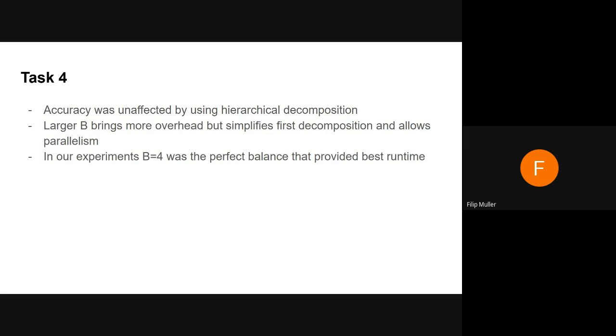And then the other big question was the time that it takes for the computation, right? And obviously the trade-off here is that as you increase B, the number of blocks, you can get more parallelization, and the first level decomposition becomes simpler, but then the part where you have to combine it into the final matrix becomes more demanding. What we found in the experiment is that using B equals 4 was the perfect balance. If you look at the plot on the next slide, it is very clear from that.